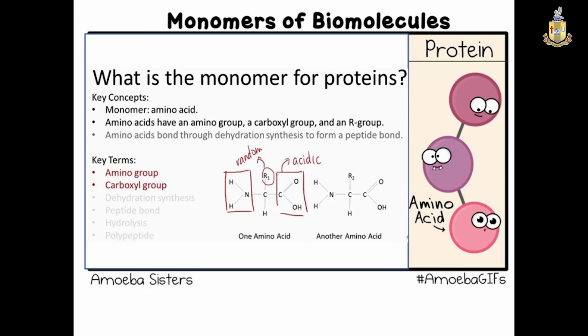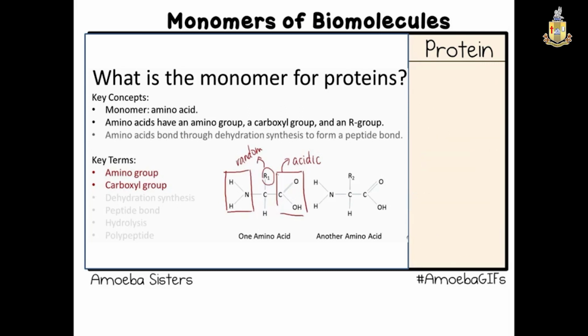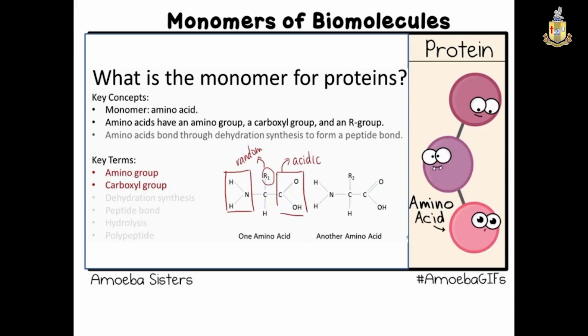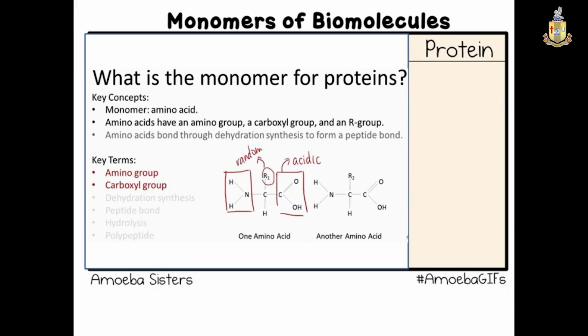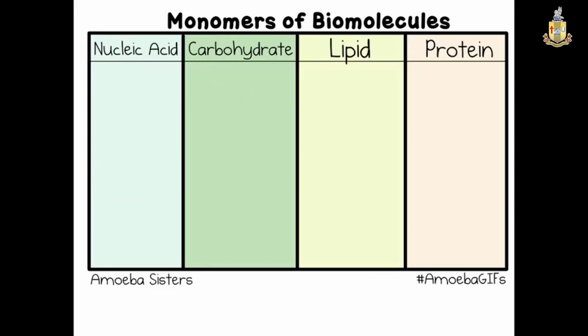Amino acids bond through dehydration synthesis to form a peptide bond. Protein is formed through the addition of more amino acids. For example, we all know about pulses, which are the richest source of protein in plants.